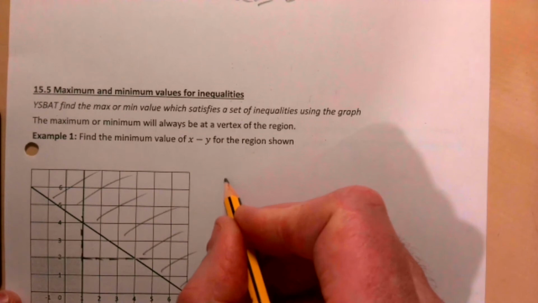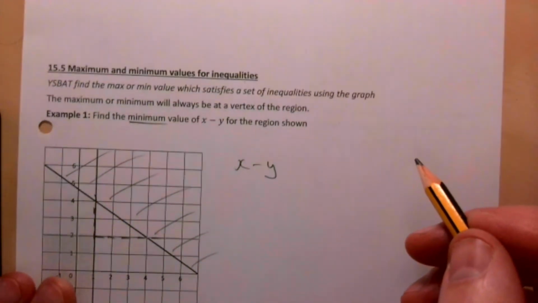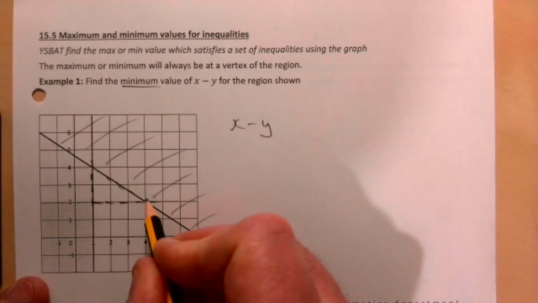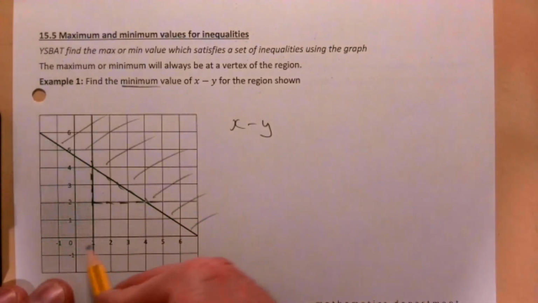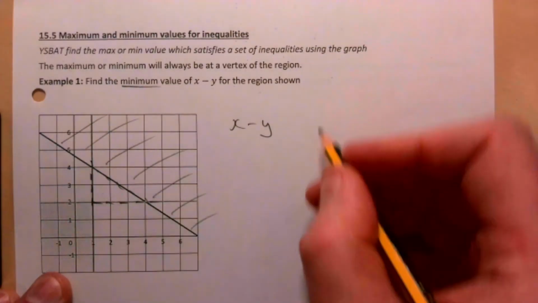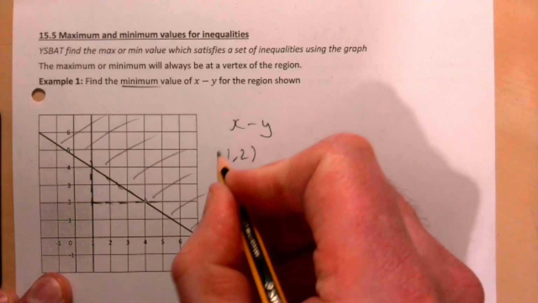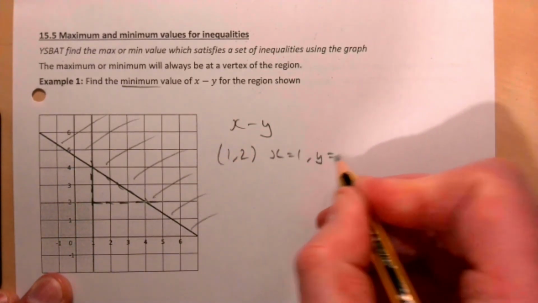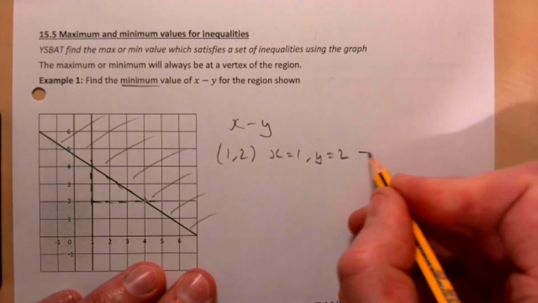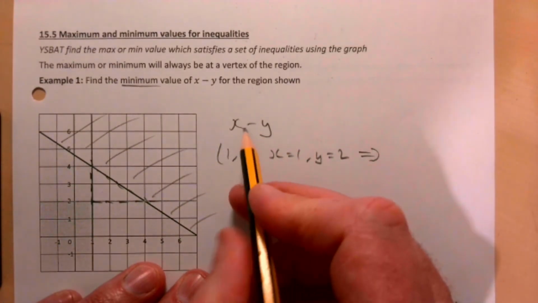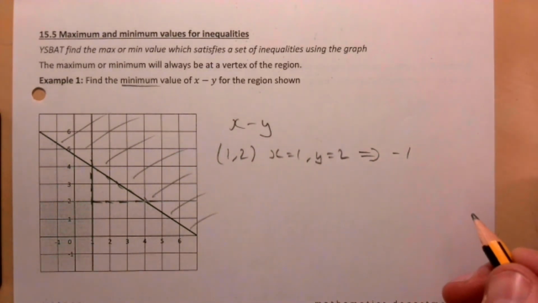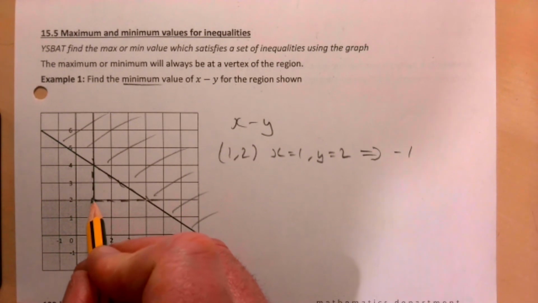So what do they mean by x minus y? And we're looking for a minimum, so we want the smallest number that x minus y can be. Let's pick some numbers that are on this wee triangle. Here's the point here, it's the point 1, 2. So that means x equals 1 and y equals 2. If I put that into here, 1 take away 2, I get minus 1. So it's going to be at a corner, I would have thought.